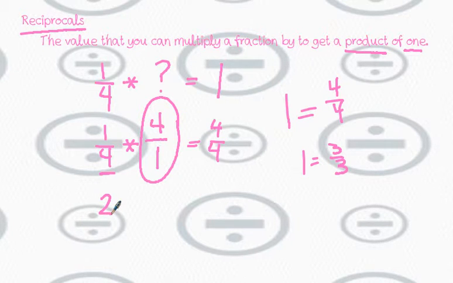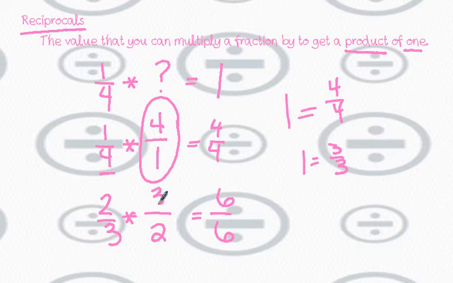On that same token, we have 2/3, and I want something that gives me 1 over 1. Well, 2 and 3 can both multiply to 6. So we want to get to 6 over 6. I know that 3 times 2 gives me 6, and I know that 2 times 3 gives me 6. So 3/2 is the reciprocal of 2/3. Notice, all you're doing is flipping your fraction. So the reciprocal literally is telling you just flip your fraction. That's what you're looking for.